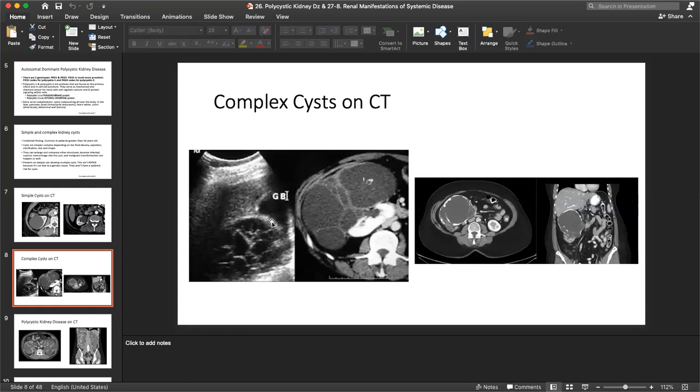Complex cyst, here's an ultrasound, and we can see that it's got many lobes and septation in it.